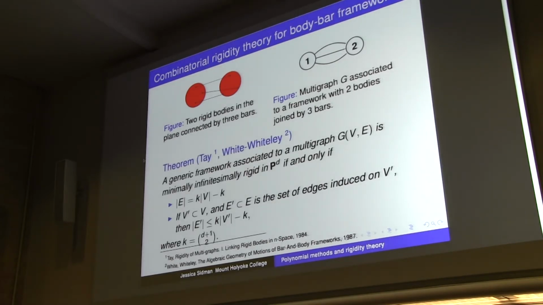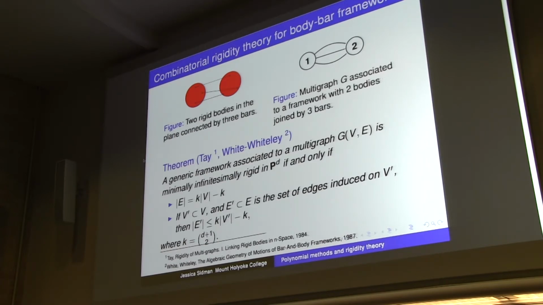And there's a beautiful theorem due first to Tay and then to White and Whiteley, that a generic framework associated to a multigraph is minimally infinitesimally rigid in R^D if and only if the following holds. Here K is the dimension of the special Euclidean group, that D plus 1 choose 2 that we've seen before. So the number of edges in the graph is K times V minus K.